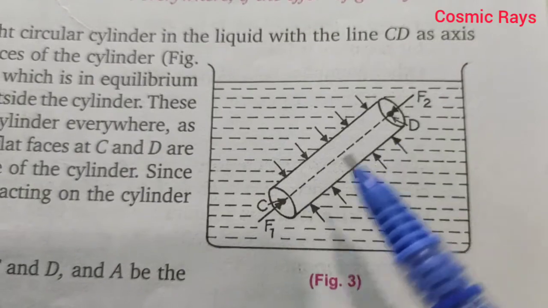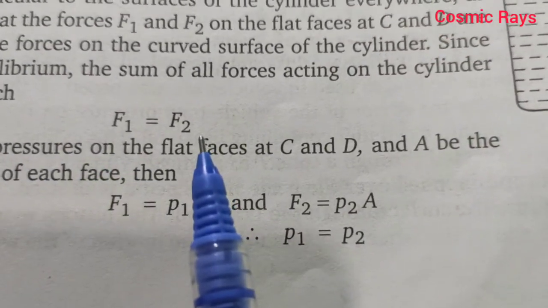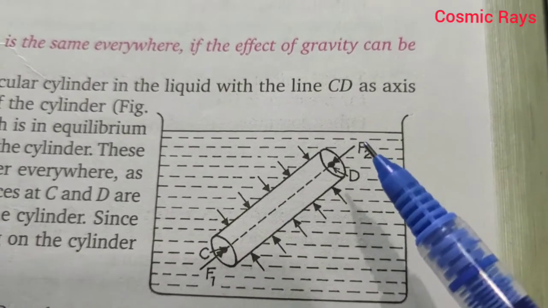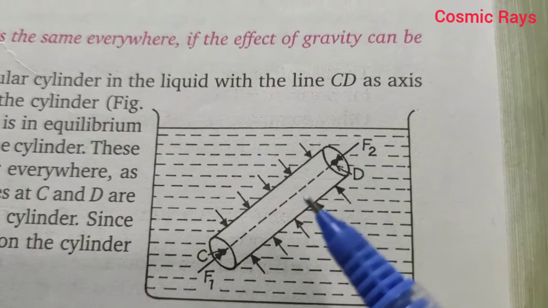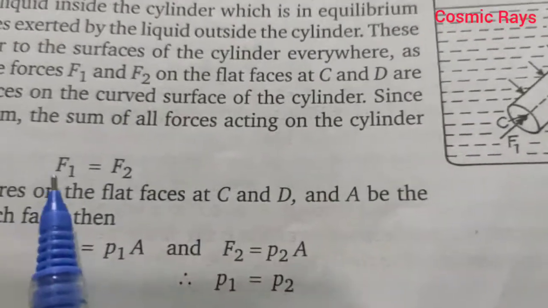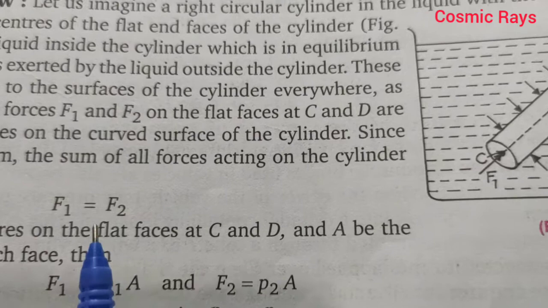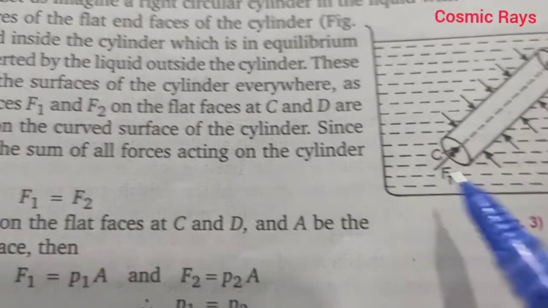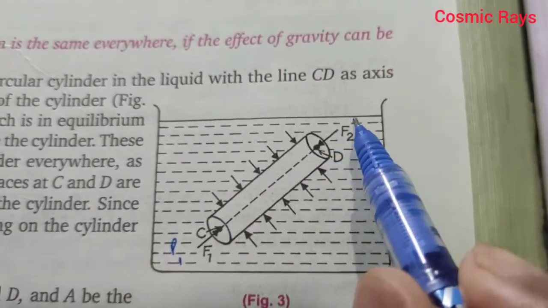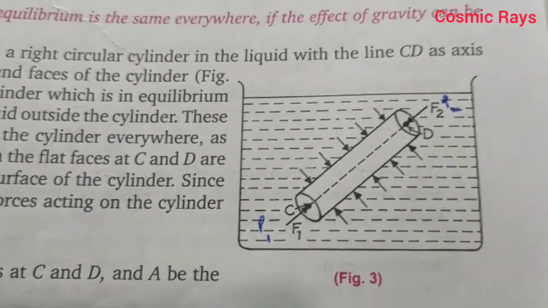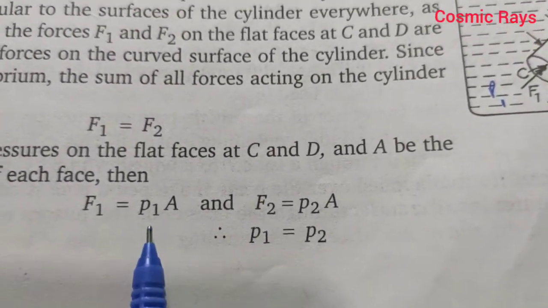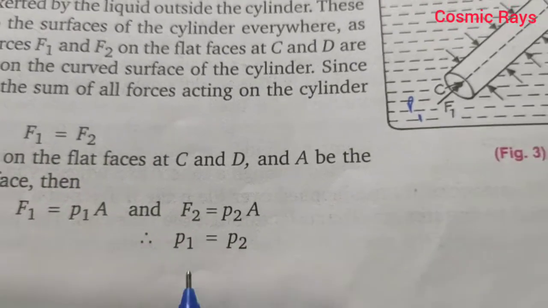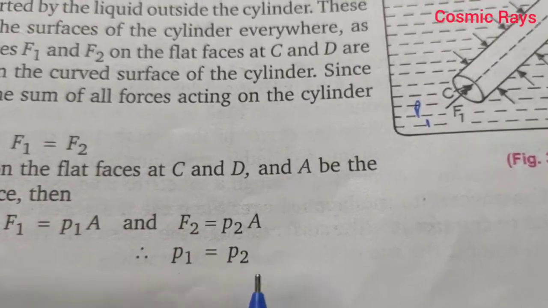Looking at the figure, we know that F1 is equal to F2. Here, force exerted on face C is equal and opposite. These two forces are equal and opposite. So F1 is equal to F2. Now we assume that pressure 1, that is P1, is being applied here and P2 is being applied on surface D. So force 1 is P1A and force 2 is P2A. Since F1 is equal to F2, so automatically pressure 1 is equal to pressure 2.